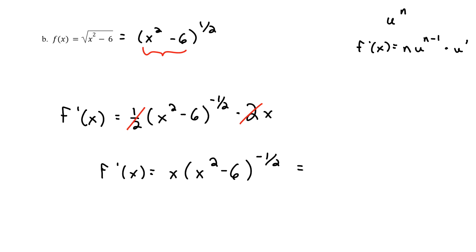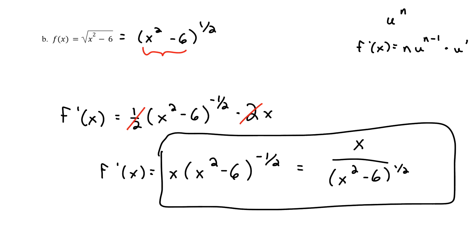But if you like your positive exponents like me, we can also write this as x divided by x squared minus 6 to the positive 1/2 power. Again, either one of these is fine for right now, but I do think it's a good idea to start practicing rewriting with positive exponents for future problems that we're going to be looking at.